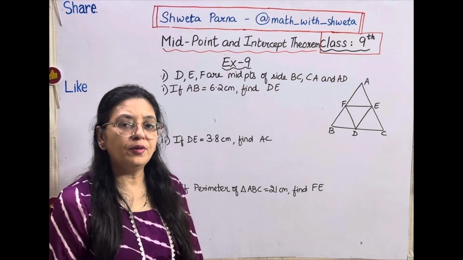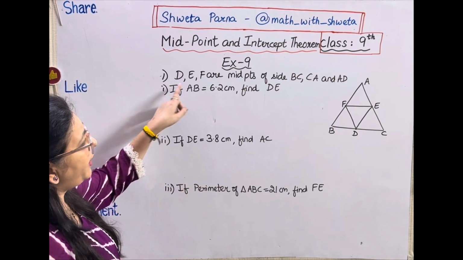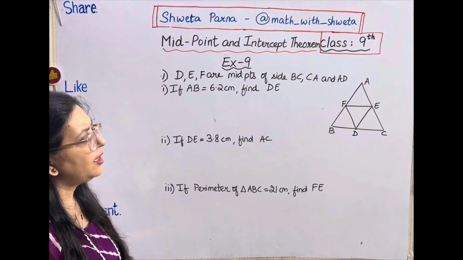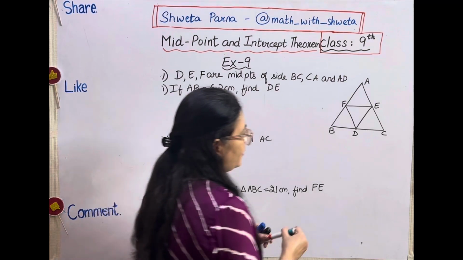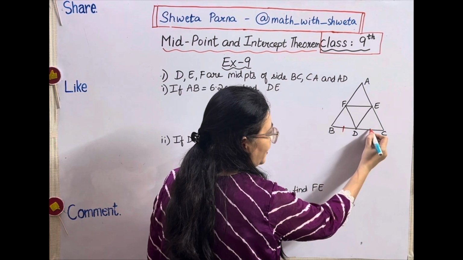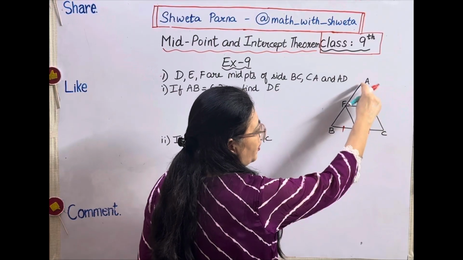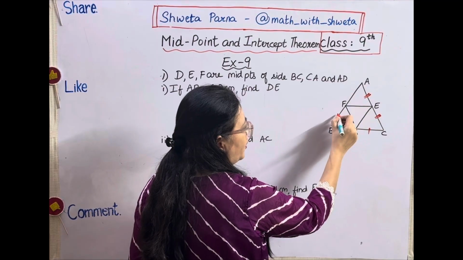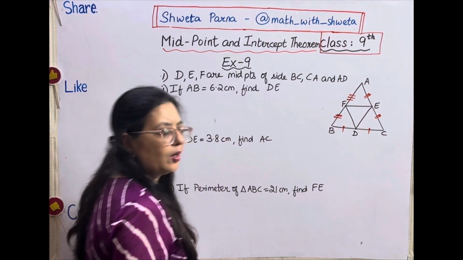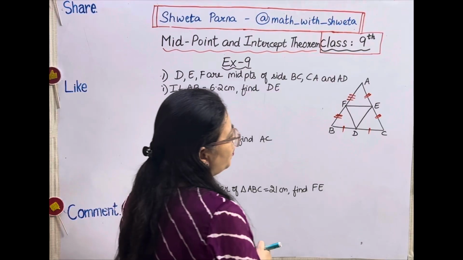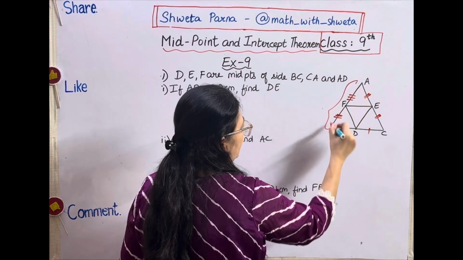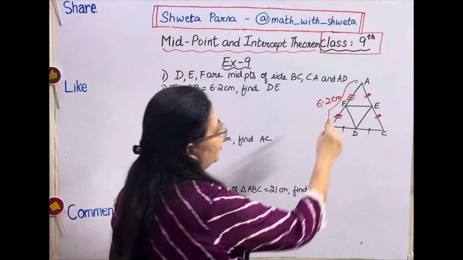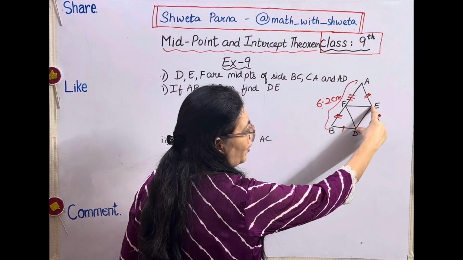The first question from the textbook R.S. Agarwal. D, E, F are the midpoints of sides BC, CA and AB. So that means D is a midpoint of BC, so these two are equal. E is a midpoint of AC, so this is equal to this. F is a midpoint of AB, so this is equal to this. Now, AB is given as 6.2 centimeter. You have to find DE. This information is given to you. You have to find DE.